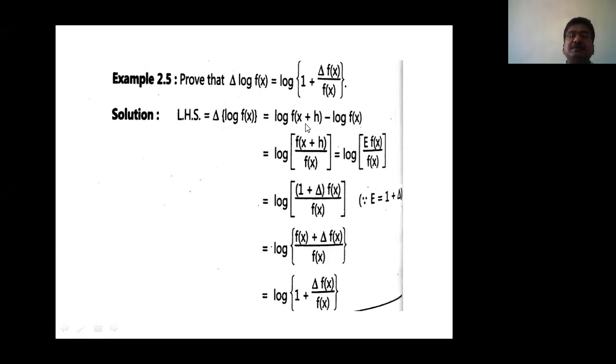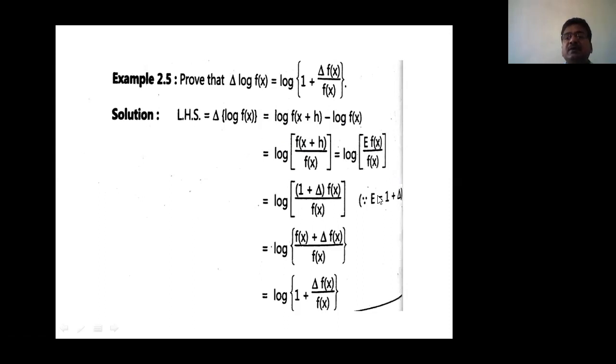It is log f(x plus h) minus log f(x). That is the value at the next point minus the value at the same point. So by using the definition of delta, we have this. And then log a minus log b is log of a by b, by that rule we have this step. And then E of f(x). What is the definition of E of f(x)? It is f of x plus h. So f of x plus h is E of f(x).